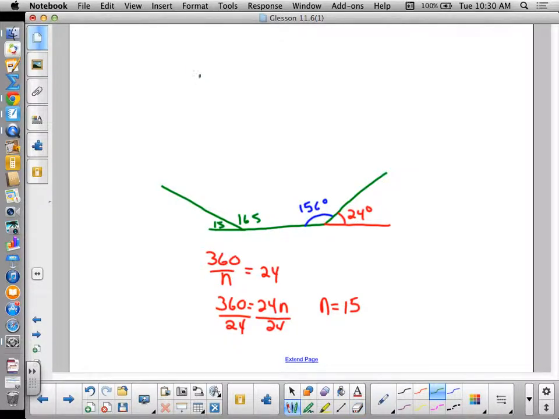But if I get to 75 degrees for an interior, that would make the exterior 105. If I had an interior angle of 75 degrees, the exterior angle would be 105, and 360 over 105 is not a whole number. And I can't have like 3.6 sides or something like that. That wouldn't make sense. So the answer is no. So only if you come up with a whole number for the number of sides does it work.